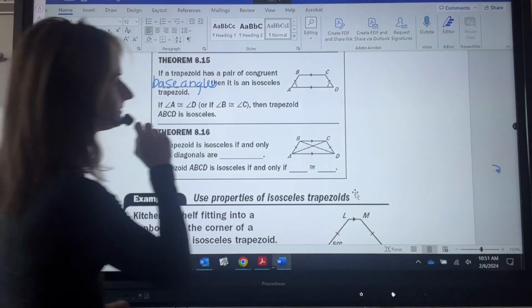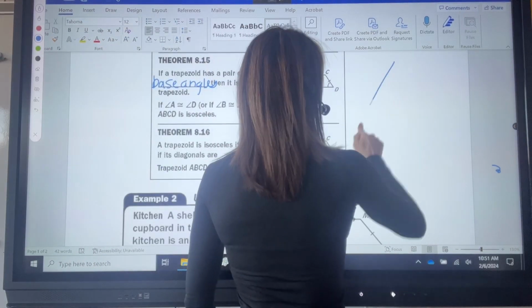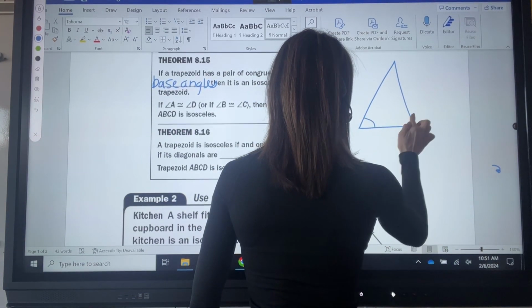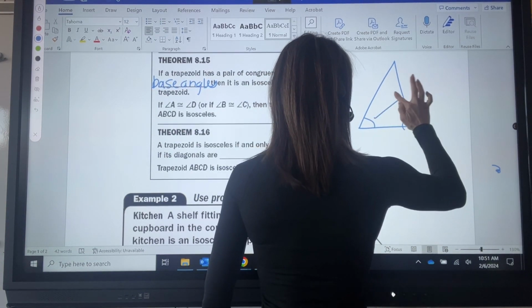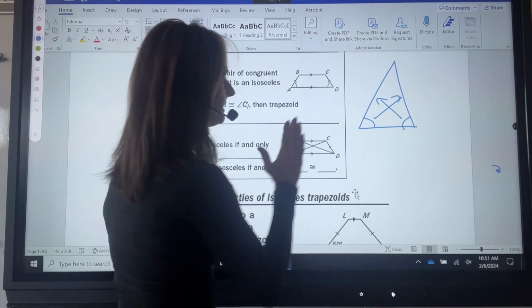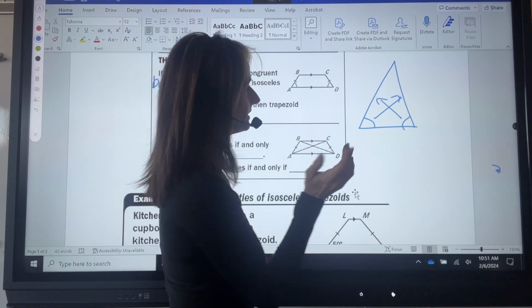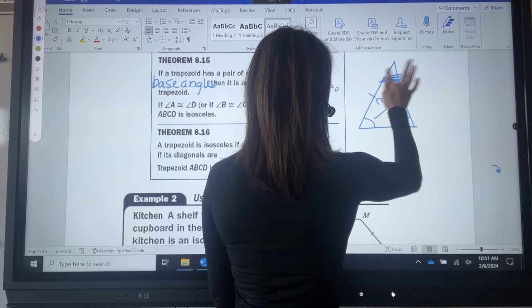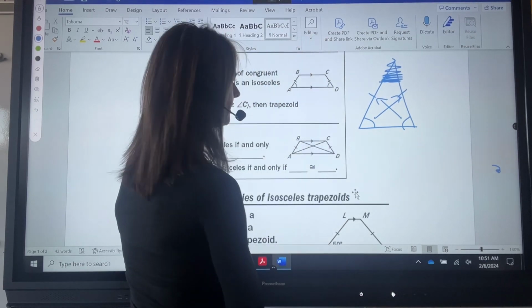Okay, and you can see, do you remember from the base angle theorem of a triangle? If these base angles are the same, the sides opposite those angles are congruent. It's the same with the trapezoid. An isosceles trapezoid is an isosceles triangle with its head cut off, right? Just cut it off. There we go.